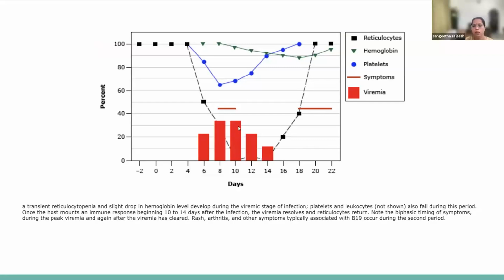So in an immunocompetent person, you can see the red block shows the viremia, and the black one shows the reticulocyte counts. This is the hemoglobin, and this is the platelet. So not only hemoglobin, other cell lines can also be involved, but there won't be much reduction compared to the erythrocytes. Here you can see that when there is a peak in the viremia, the reticulocyte count drops drastically, and by the time the viremia comes down, it comes back to normal. And hemoglobin also closely follows the graph. And this shows the biphasic nature of the illness.